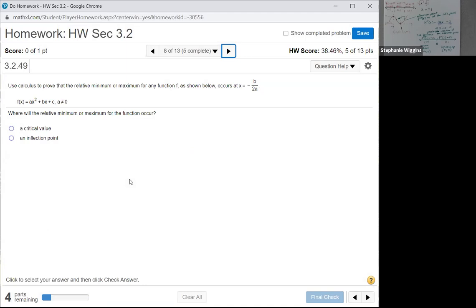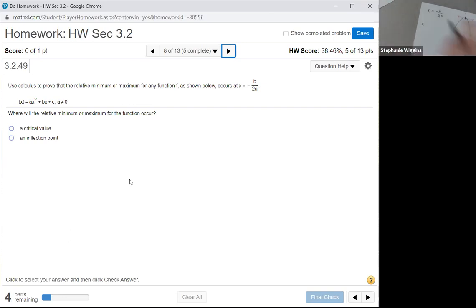Okay, this one says use calculus to prove that the relative minimum or maximum for any function f as shown below occurs at x equals minus b over 2a. So we have, that's the vertex formula, right? And so this is a parabola, and it could either open up or open down. In this particular example, we don't know what a is, but it doesn't matter. This value is x equals minus b over 2a. That's where the vertex occurs. And you can see at that maximum there's a horizontal tangent, and at the minimum there's a horizontal tangent. So the derivative is going to be equal to 0 at those two points.